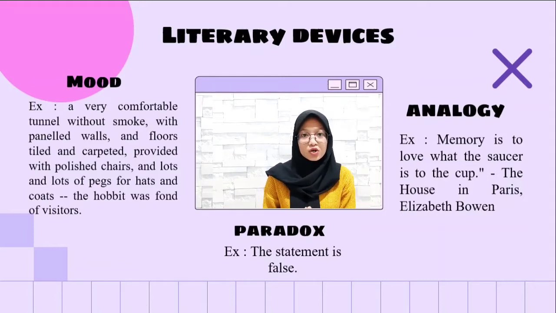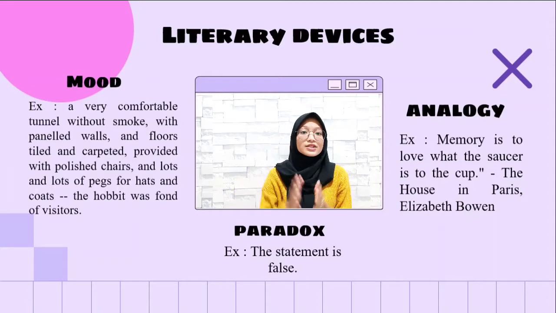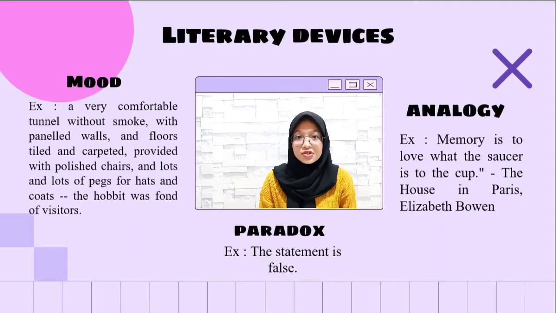And the last is analogy. An analogy is a literary device often used in literature and poetry to make a connection between familiar and unfamiliar things, such as a deeper significance or create imagery in the reader's mind. For example, "Memory is to love what the saucer is to the cup," from The House in Paris by Elizabeth Bowen. This analogy compares the relationship between a cup and saucer to that of love and memory. Memory holds on to love as a saucer holds the cup.